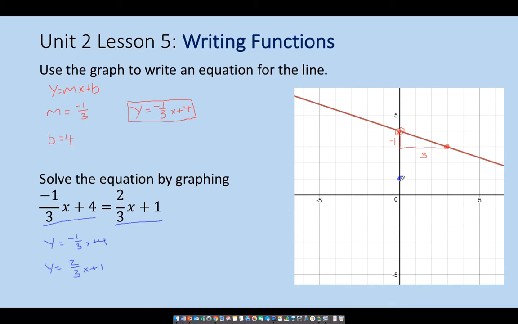There's my y-intercept. My slope is 2/3, so up 2, to the right 3. Got another spot there. Your solution is going to be the x value where they cross. The x value where they cross is going to be right here at x equals 3. So the solution to this big equation is just x equals 3. Now obviously I could solve this algebraically, and maybe that'd even be easier. Not this one, but some it might be. So anyhow, that's solving equations by graphing.